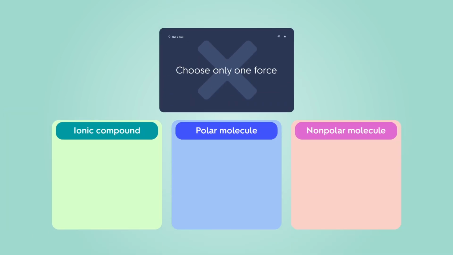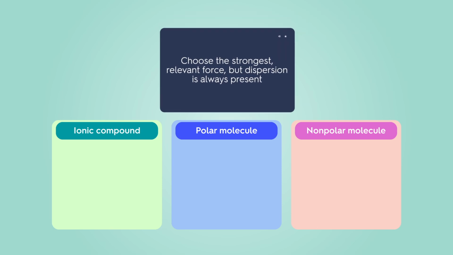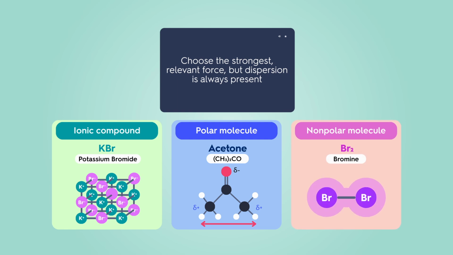Another common error is thinking a substance gets only one attractive force. In reality, dispersion is present whenever particles have electrons, but it may not be the strongest force. For ionic compounds like potassium bromide, ion-ion attractions dominate. A polar molecule like acetone has dipole-dipole and dispersion. A nonpolar molecule like bromine mainly has dispersion. A substance with hydrogen bonding also still has dispersion.